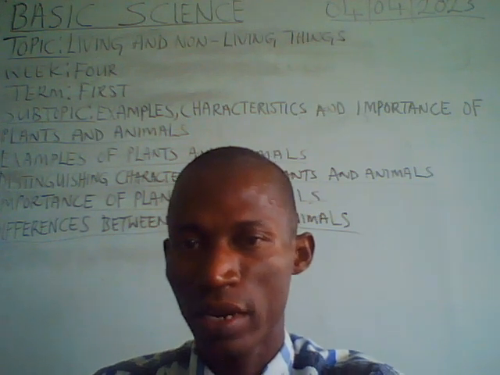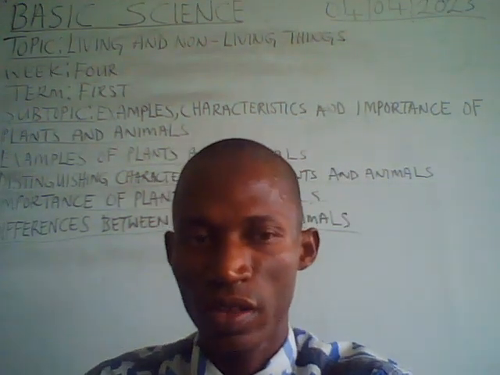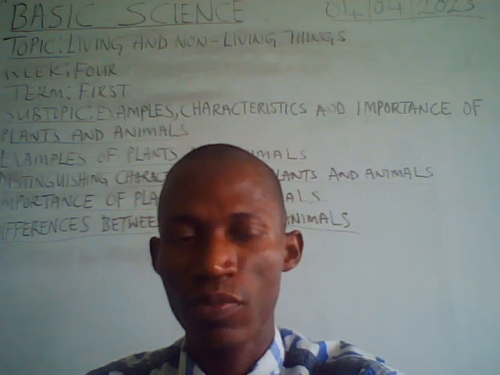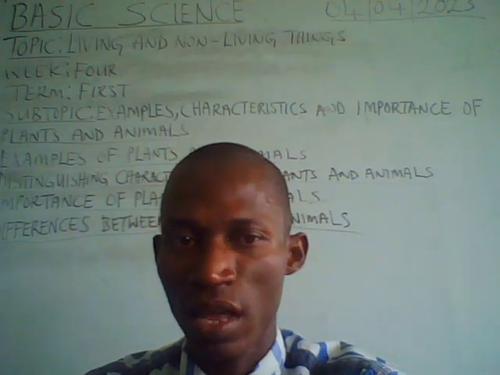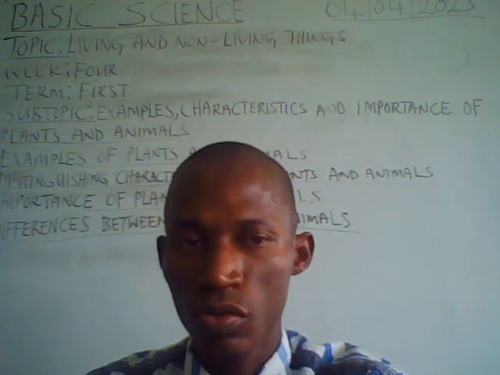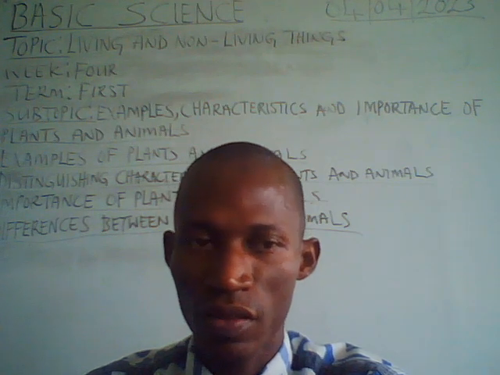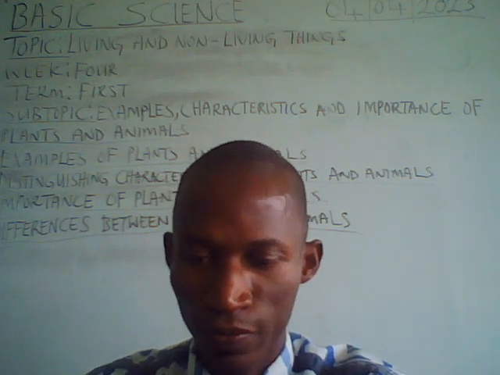Now, we want to look at the importance of plants and animals. What is the importance of plants and animals? Human beings are dependent upon plants and animals, as they provide many useful things like food, clothing, medicines, and shelter for us. Now let's look at the uses of plants. What do we use plants for?